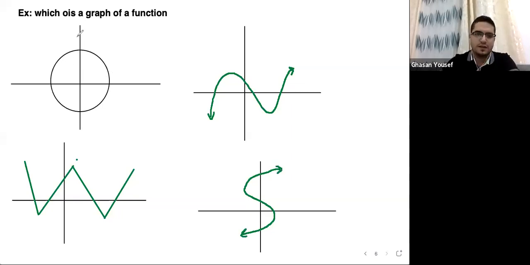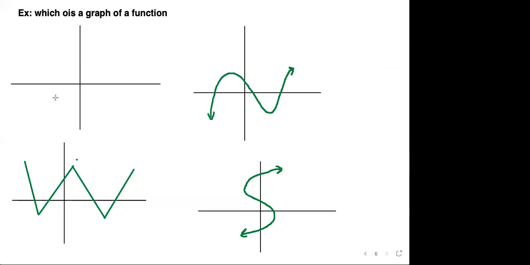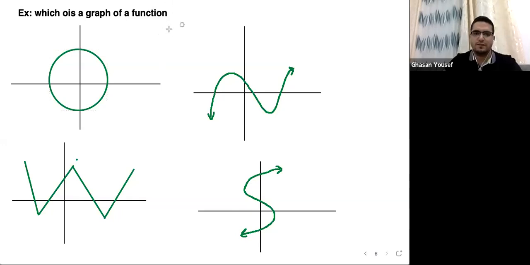Okay, for the first one, does this represent a function, the circle? No. Does the circle represent a function? No, that's like the prime example of not a function. Why? By using the vertical line test like this, I see that the line is crossing the curve at 2 points. You see, this means this curve is not representing a function. So the answer is no, not representing a function.